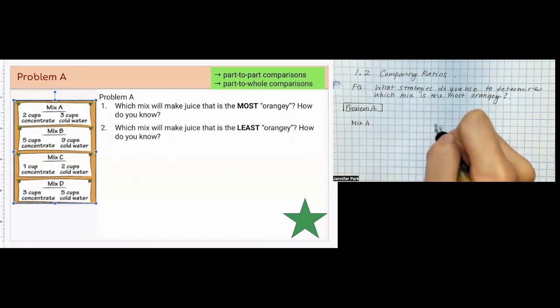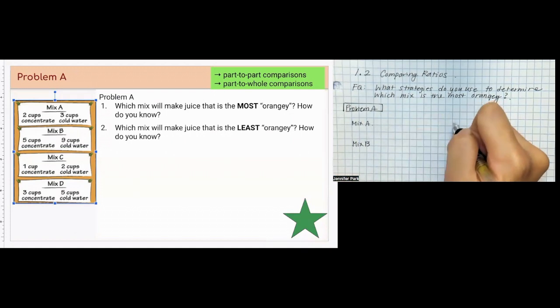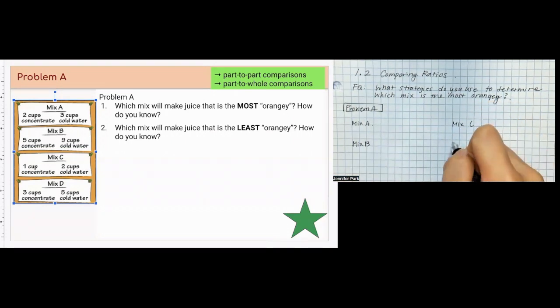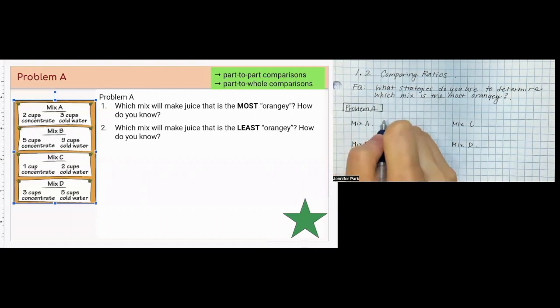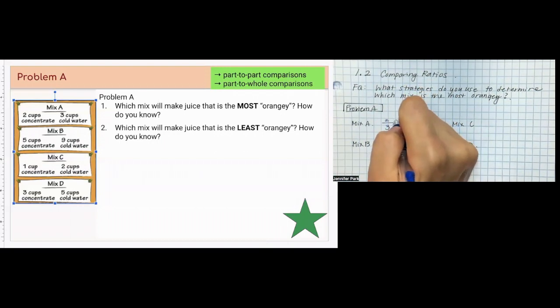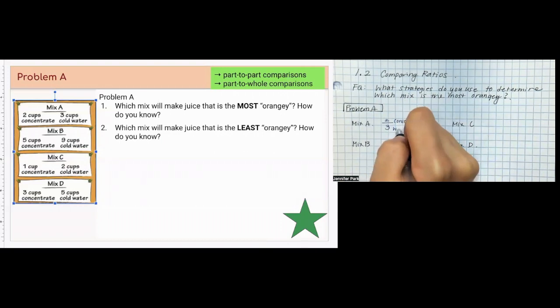So mix B, mix C, mix D. So what some of you could have done, mix A, it's 2 cups of concentrate and 3 cups of cold water. So some of you could have compared the ratio from concentrate, right? Concentrate to how much water they have put in here.